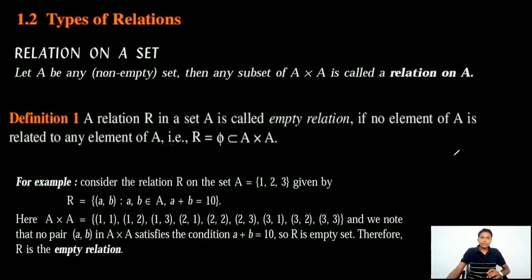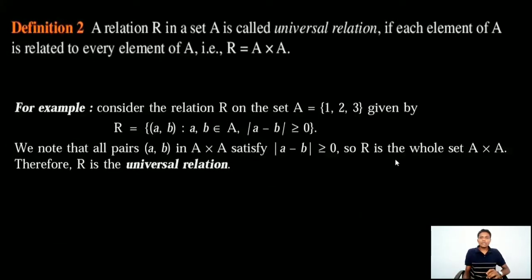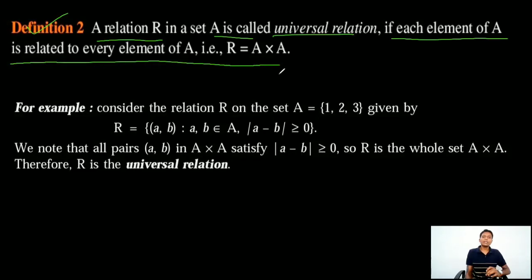Now another definition, definition 2, universal relation. What is a universal relation? A relation R in a set A is called a universal relation if each element of A is related to every element of A. That means R is equal to A cross A. That means all the elements of A cross A will be inside the set R.